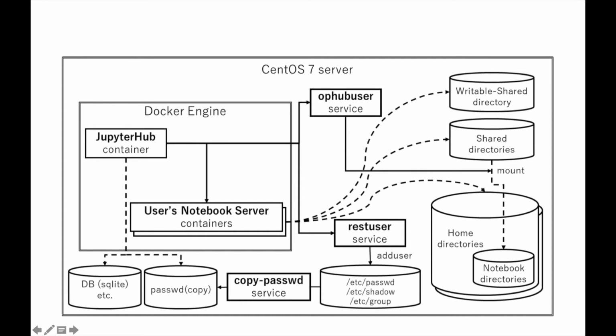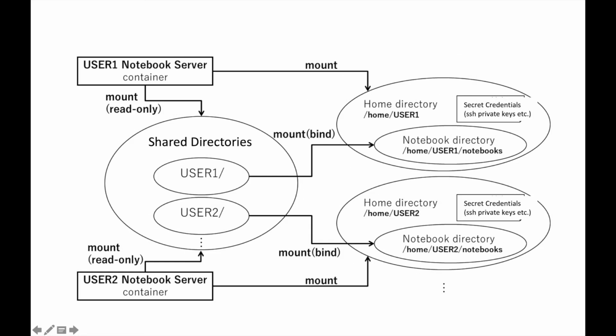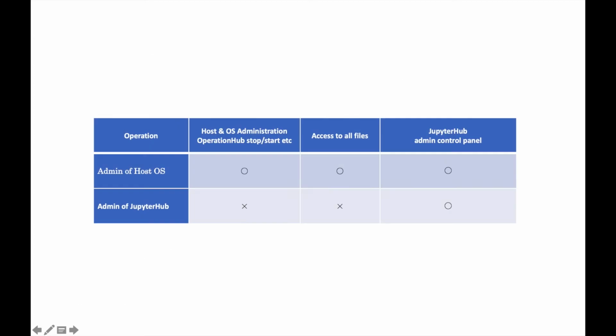This figure shows major components of Operation Hub: REST user and copy password services. Those align authorization between JupyterHub and the operating system. This figure shows how the storage classes are implemented. It's kind of tricky but straightforward. This table shows how the admin roles are aligned between JupyterHub and the operating system.